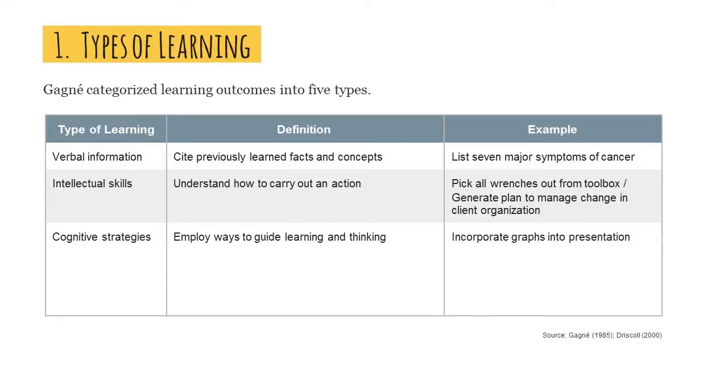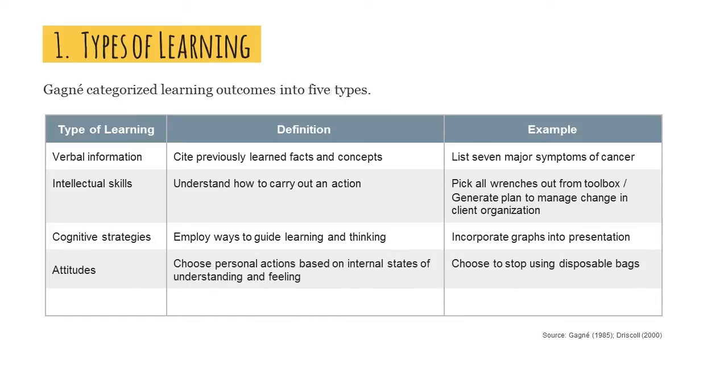The third is cognitive strategies, which refer to the many ways by which learners guide their own learning and thinking. The fourth is attitudes, where actions are taken based on an internal state of understanding and feeling. An example would be choosing to stop using disposable bags because you care about the environment. And finally, the fifth category is motor skills, which is the ability to execute performances involving the use of muscles. An example would be performing CPR.